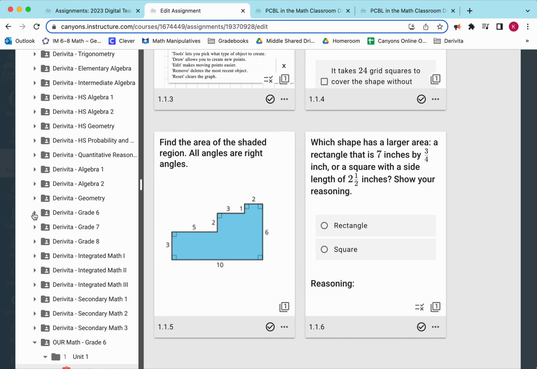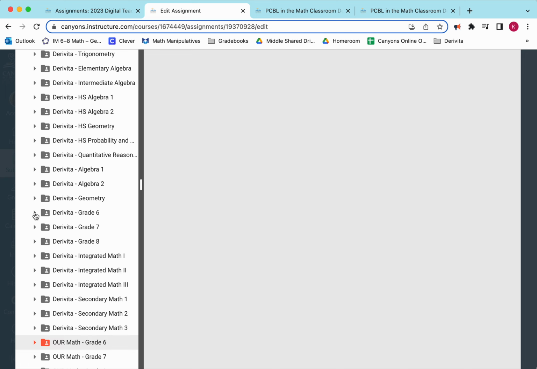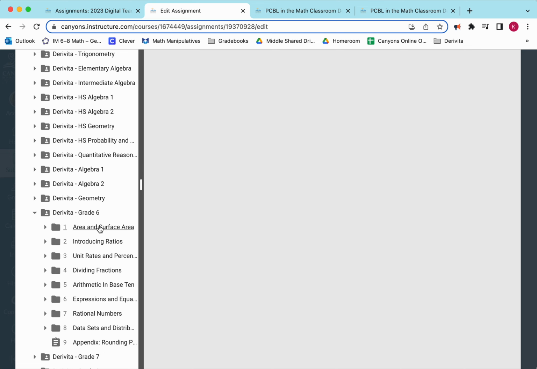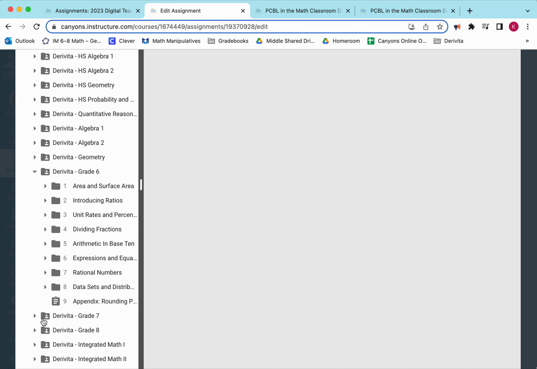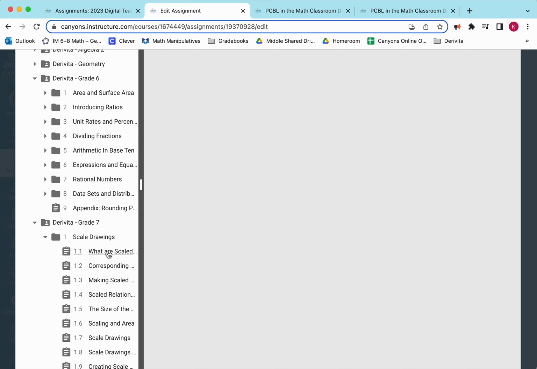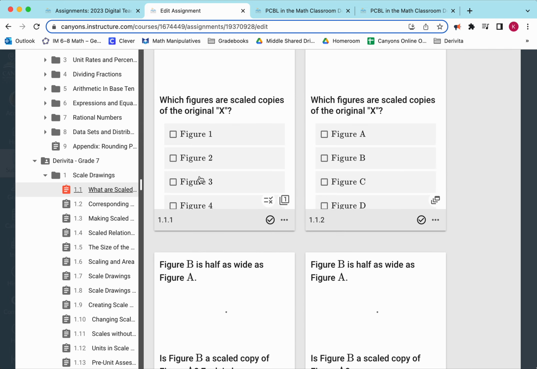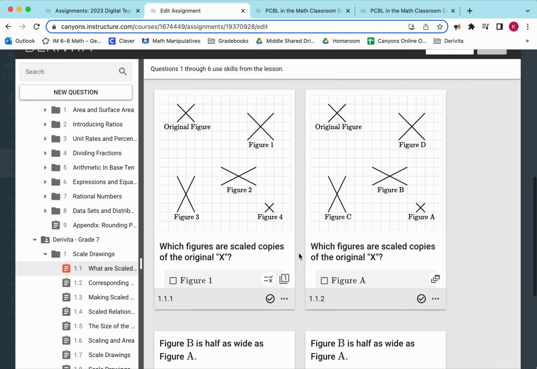But since then, Derivita has also started creating their own question banks based on the Open Up Resources content, and those are available for middle school. I know they have high school options as well, but I am very fluent and comfortable with the middle school, so I'll talk about that. Those are available. You can see the names of the units are exactly the same for 6th, 7th, and 8th grade. And then if you arrow in, you'll see each of the lessons. And the questions are modeled after the questions that are in the workbook.